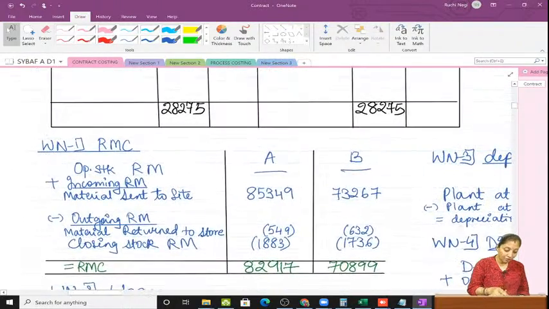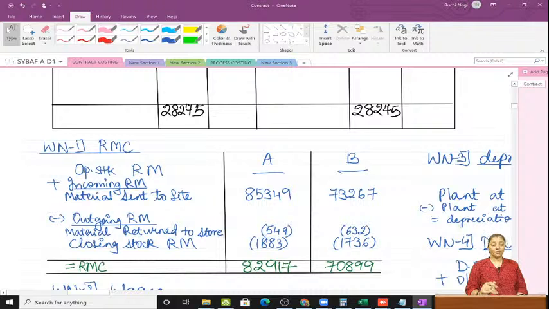What is important here is the calculation of RMC. How do you calculate RMC? It is the same formula as in other chapters: opening stock of raw material, add purchase of raw material, less closing stock of raw material. But it is slightly different here. Opening stock of raw material you will take, along with that add incoming raw material. Debit what comes in, credit what goes out. So add incoming raw material and less outgoing. Anything going out from the contract you will subtract, anything coming inside the contract you will add.